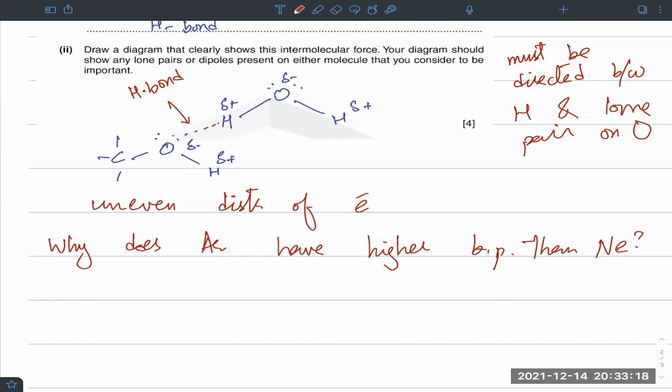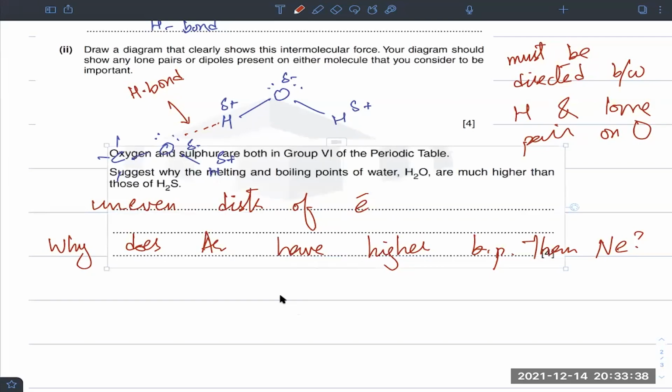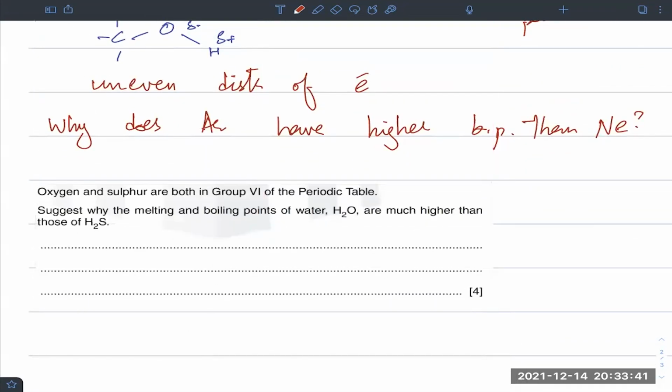So it's important that whenever you have a question about comparison, you mention clearly which thing has a higher number and all that. अब अगर बोल दो it has higher number तो उसका क्या पता लगेगा? This question is of I think 2 marks. ये 4 इसके पिछले parts की वजह से लिखा हुआ. Okay, so why melting and boiling point of water are much higher than those of H2S?